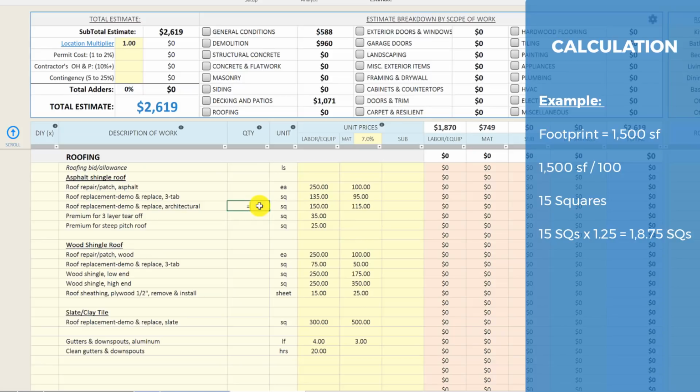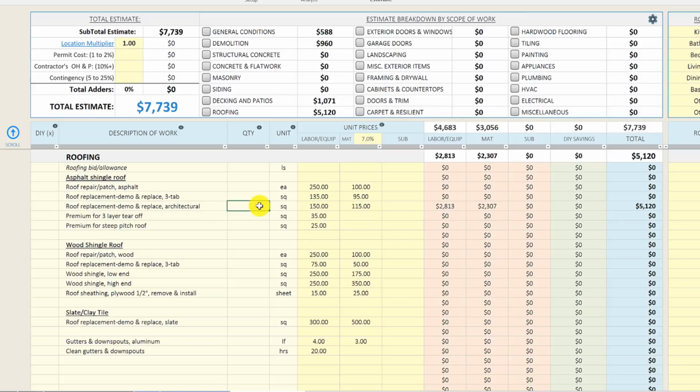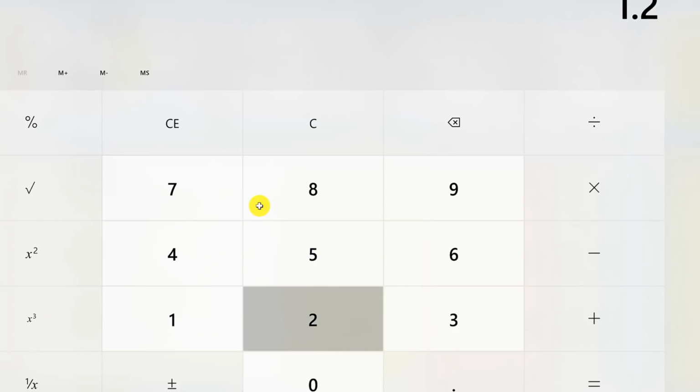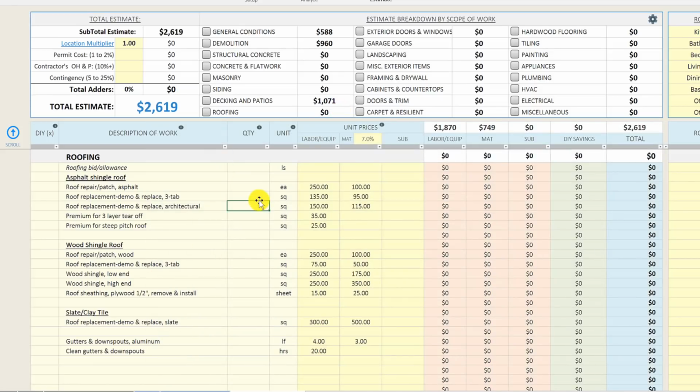And then let's say 15 times 1.25. Let's just use our calculator here. 15 times 1.25, 18.75 squares. So let's just plug in 19 squares here. So 19 times our budget of about $265 a square is equal to $5,000 over here.